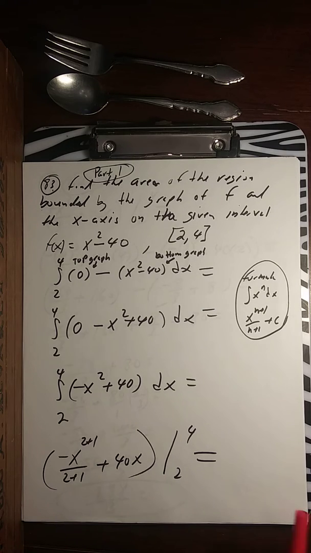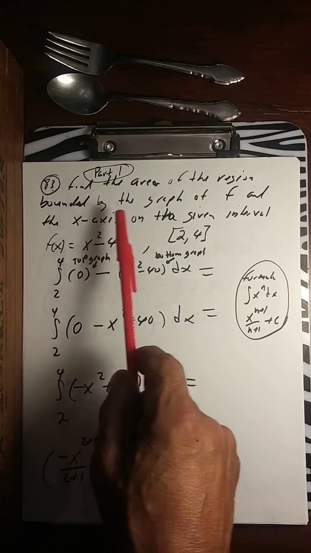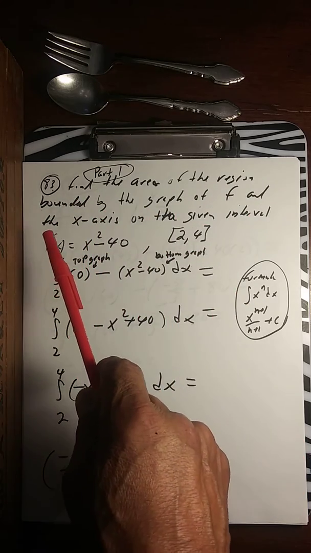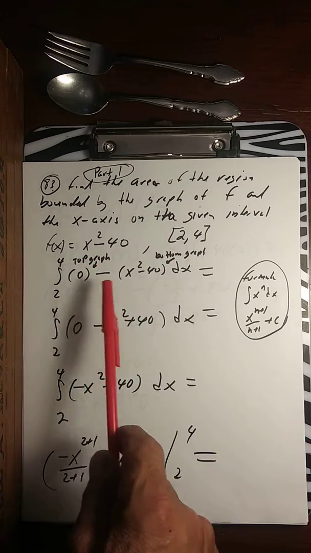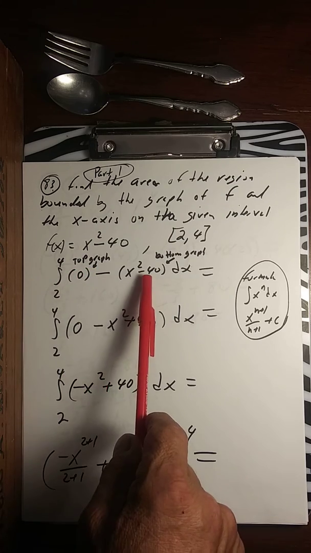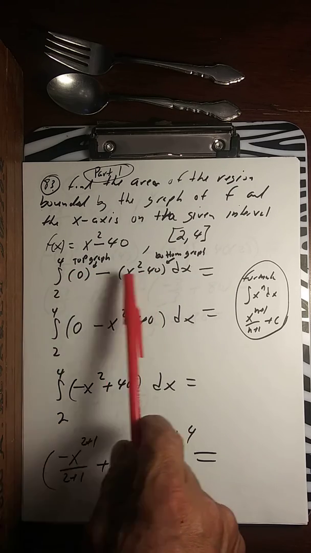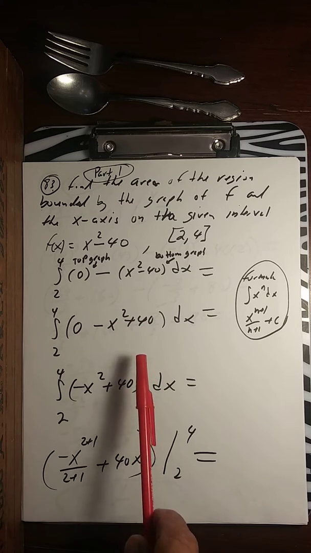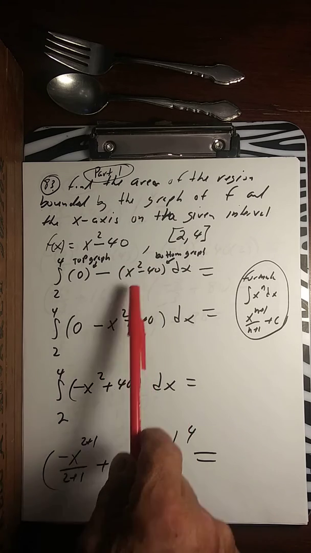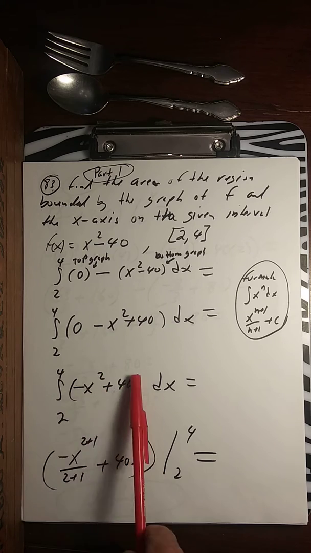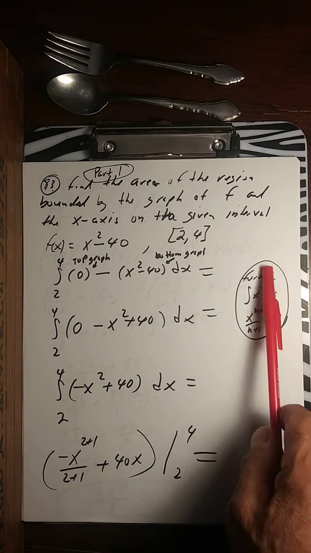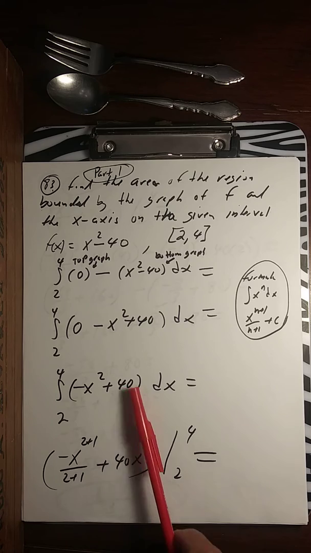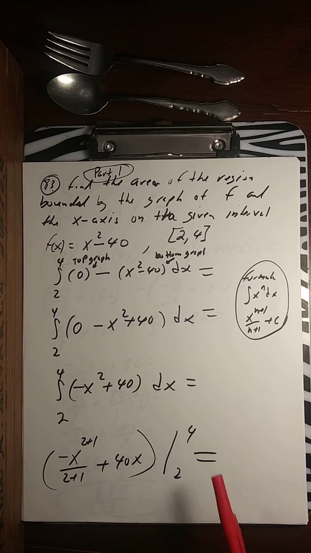Alright, next one. Find the area of the region bounded by the graph of f and the x-axis in the given interval. So the x-axis is 0 minus the bottom part of the graph. So we have this. Subtract those. You have this minus, minus, plus, minus and a plus. Now this is going to be negative x squared plus 40. Now this is what we're going to use, using this formula. 2 plus 1, 2 plus 1, 40x from 2 to 4.